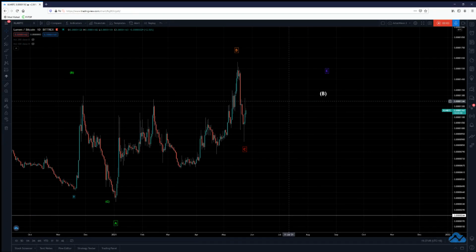Okay, so in this video, I'm just going to talk about the reversal pattern that we're seeing here. There's not much that has happened since the bounce, apart from a little bit of consolidation going on at the moment.